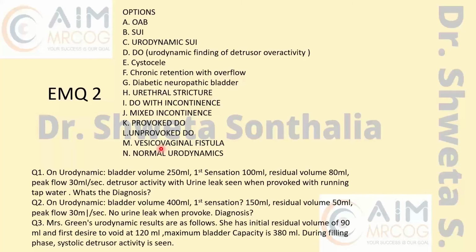On question number 2, on urodynamics, the bladder volume is 400 ml and the first sensation is 150, that is normal, and the residual volume is 50, that is again normal. Peak flow rate is 30 ml per second, that is normal, and there's no urinary leak when provoked. What is the diagnosis? It is all normal, so it's good.